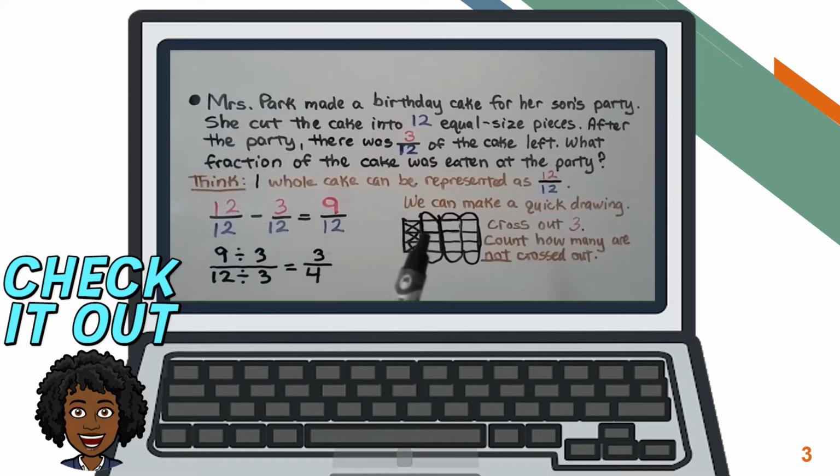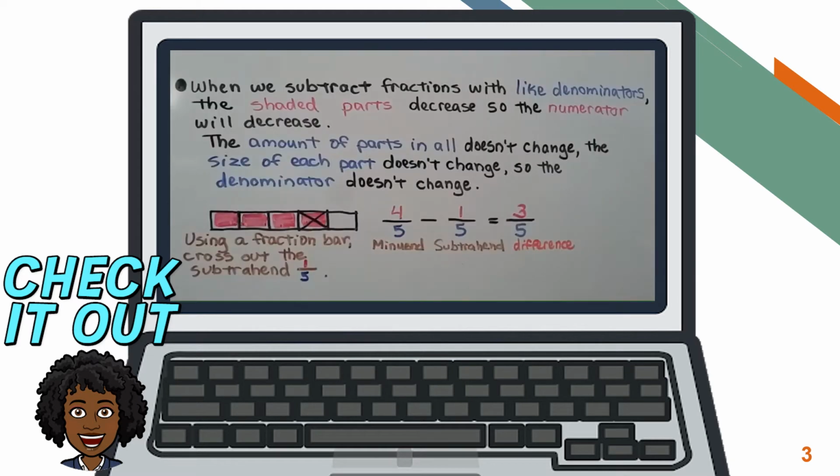This would be 1, 2, 3, 4. We took 1 away. There are 3 of the 4 left, 3/4. When we subtract fractions with like denominators, the shaded parts decrease, so the numerator will decrease. And the amount of parts in all doesn't change. There's 5 parts in all. The denominator shows us there's 5. And the size of each part doesn't change, so the denominator doesn't change.